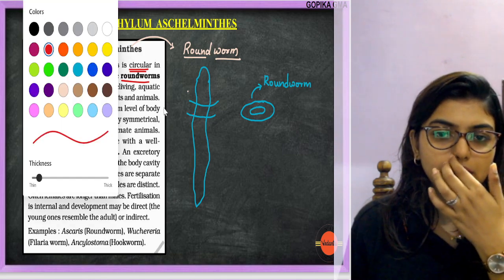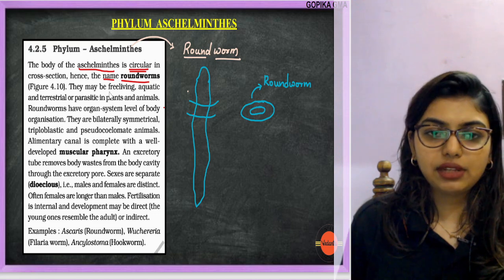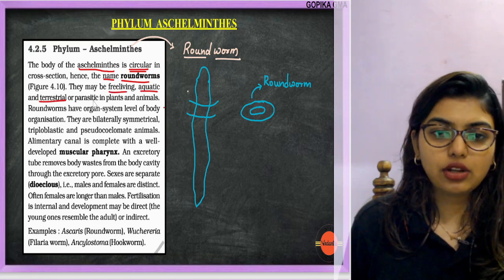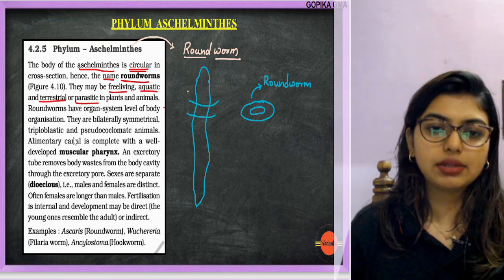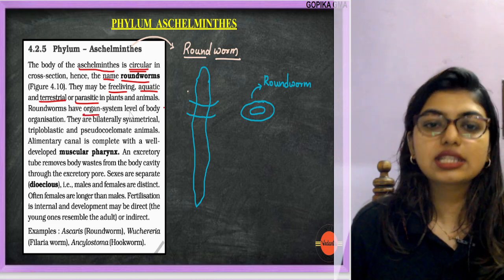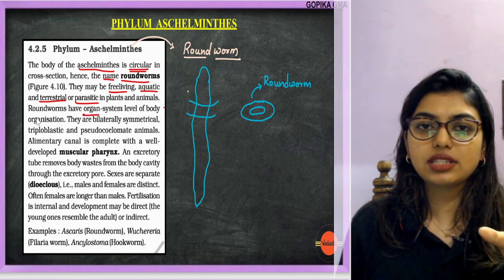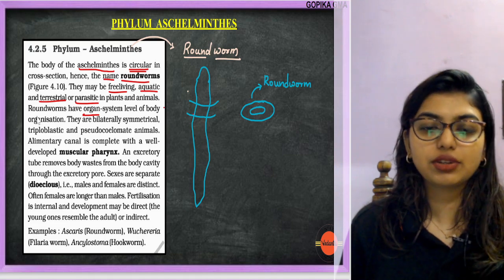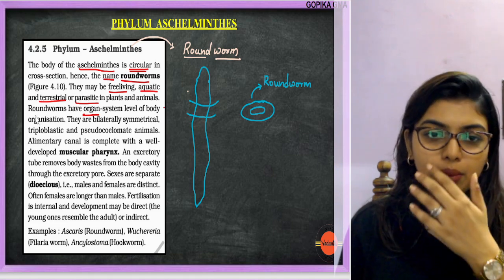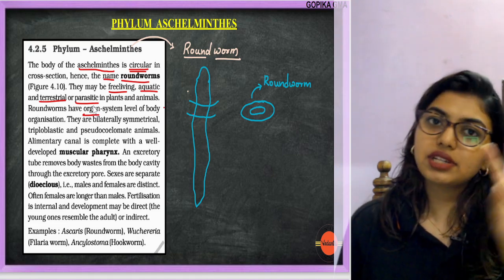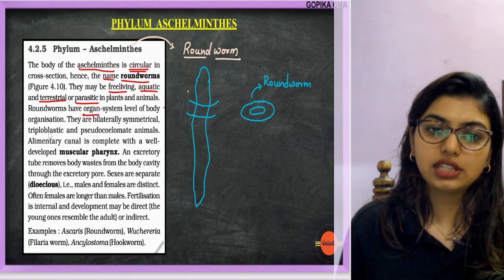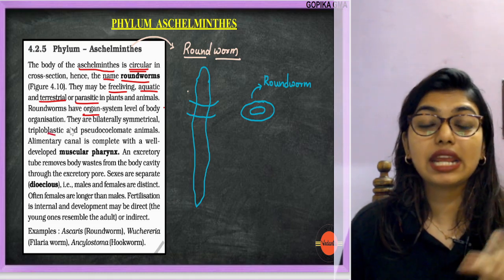Now next thing, students, they may be free living, aquatic and terrestrial, or parasitic in plants and animals. Roundworms have organ system level of organization. We have come from Platyhelminthes, where it was organ level organization, and now we have come to organ system level of body. They are bilaterally symmetrical and triploblastic, but they are acoelomate.